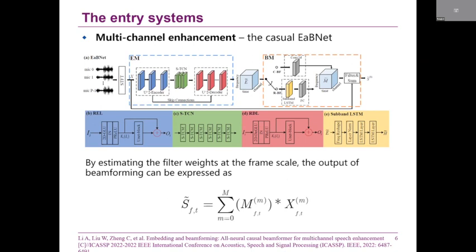Then we leverage the mapping capability of networks to directly estimate the beamforming weights M tilde, which can avoid explicitly computing the spectral covariance matrix and its inversion, and thus improve the system stability. By estimating the filtering weights at the frame scale, the output of beamforming can be expressed as this formula.